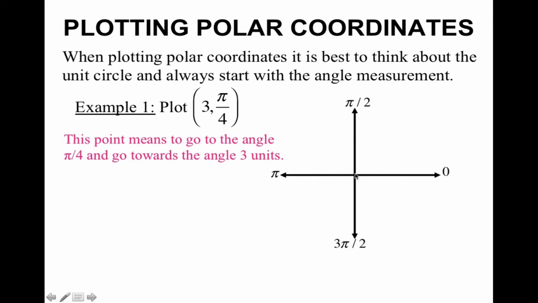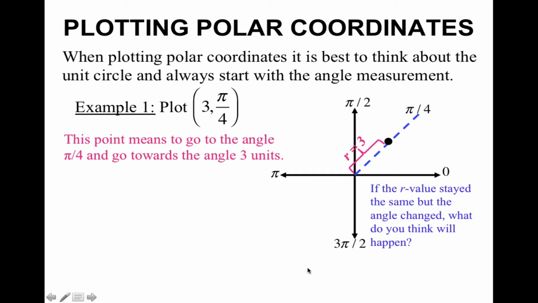So if I'm standing here at the origin facing the 0 angle, or the 2 pi angle, I'm going to turn my body counterclockwise pi over 4 radians, so that I am now looking along this line. And I'm going to walk 3 units towards that angle, which will give me a dot right here.